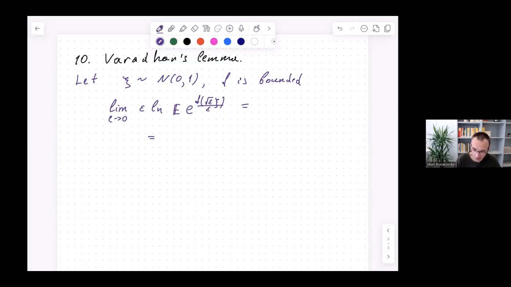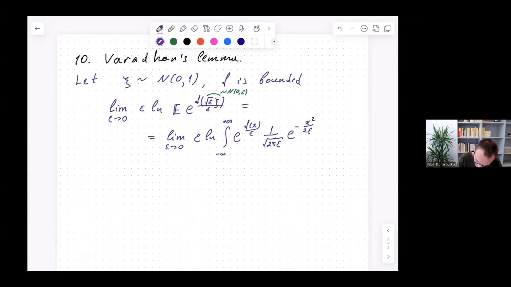that limit using the density of the random variable xi. It is the limit epsilon goes to 0, epsilon logarithm, and then we have the integral from minus infinity to plus infinity of e to the power f of x divided by epsilon, and then the density of the random variable, which is normal with parameters 0 and epsilon: 1 over square root 2 pi epsilon, times e to the power minus x squared divided by 2 epsilon, dx.